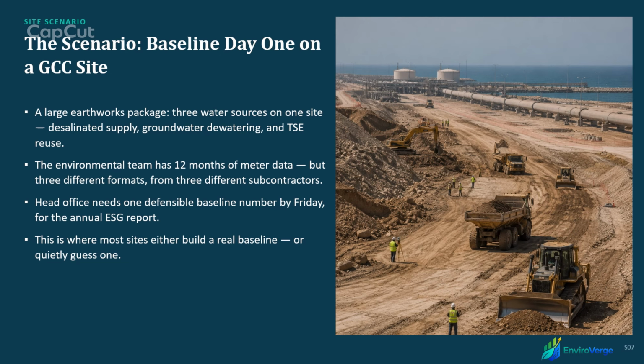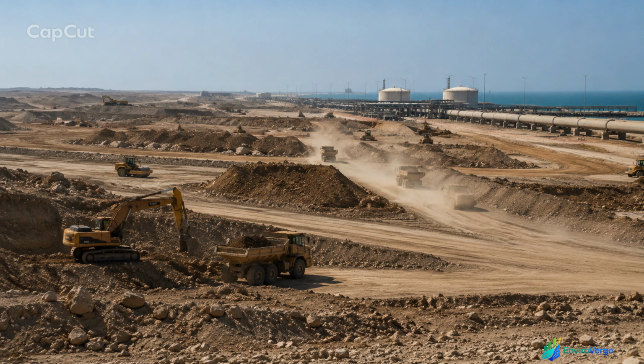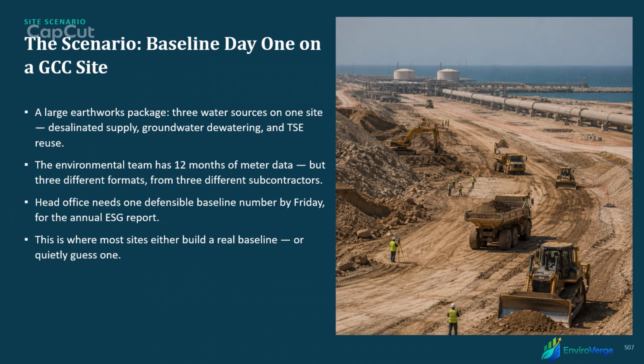Picture a large earthworks package on a GCC mega project. 3 water sources on one site: desalinated supply, groundwater dewatering, and TSE reuse. The environmental team has 12 months of meter data, but it's in 3 different formats from 3 different subcontractors, none of whom coordinated with each other before submitting it. Head office needs one defensible baseline number by Friday for the annual ESG report, not a range, one number. This is exactly where most sites either build a real baseline or quietly guess one and hope nobody asks how it was calculated. Here's the 5-step process that closes that gap.